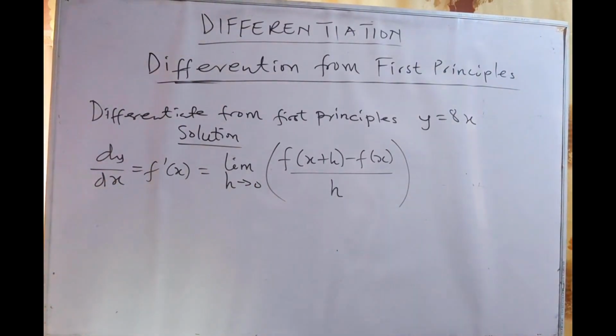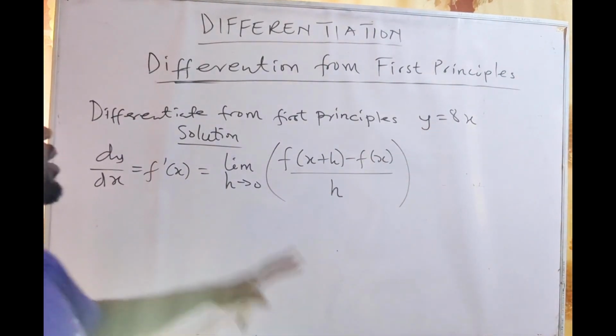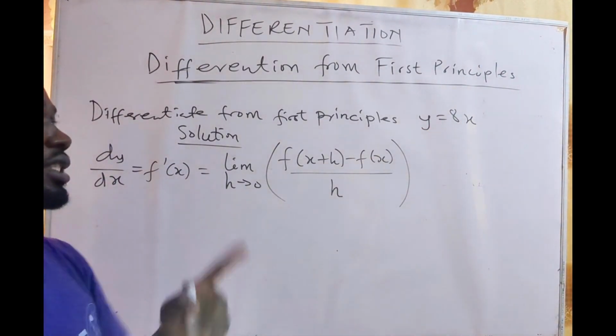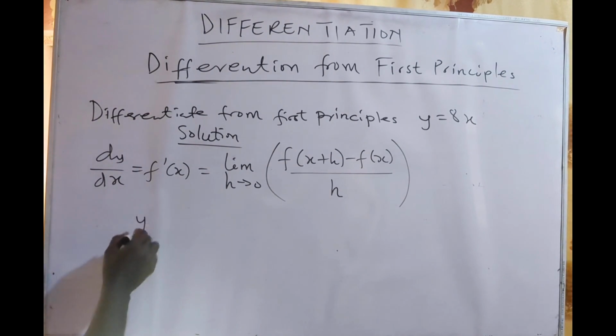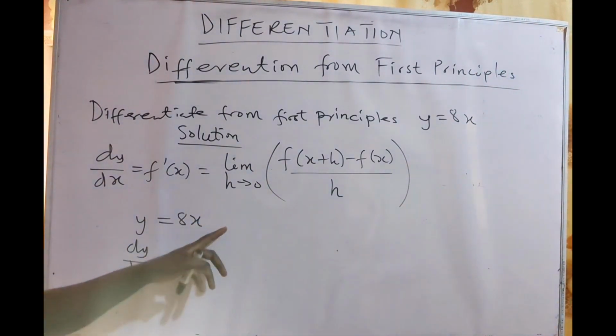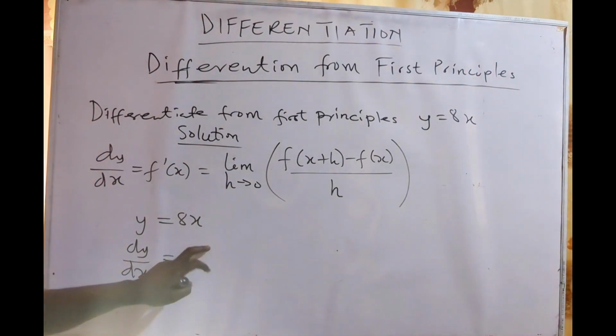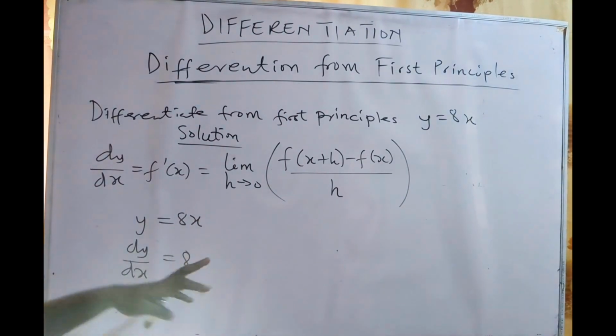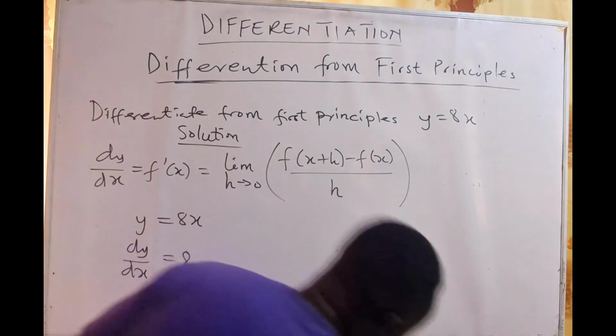So we are going to differentiate this from the first principle. But before that, we know that if I have y is equal to 8x, the normal differentiation dy over dx will give us 8. So it means that after we have solved this question, our answer should be 8. We have learned this, so I know you know the reason why it is 8.